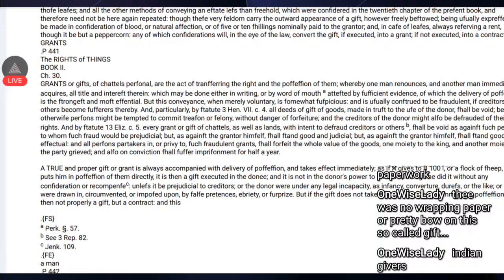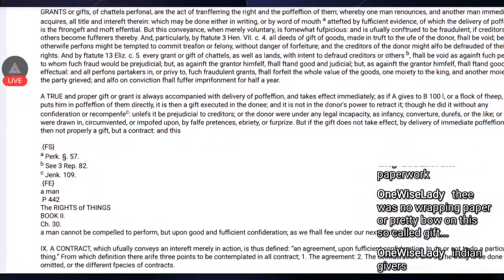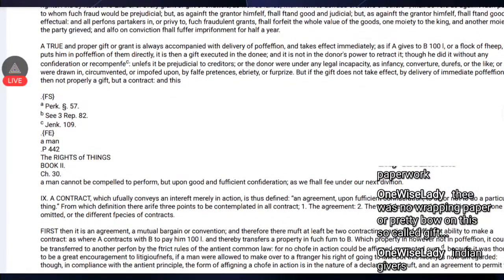And by Statute 13 Elizabeth, every grant or gift of chattels as well as lands with intent to defraud creditors or others shall be void as against such persons to whom such fraud would be prejudicial, but as against the grantor himself shall stand good and effectual. And all persons partakers in or privy to such fraudulent grants shall forfeit the whole value of the goods, one moiety to the king and the other moiety to the party grieved, and also on conviction shall suffer imprisonment for half a year.